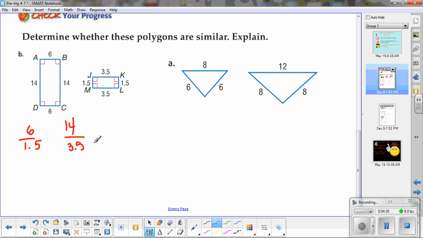Now 6/1.5, that's 6 divided by 1.5, which is 4. And then 14 divided by 3.5, that is also 4, which makes those two ratios equivalent. Since the ratios matching up the corresponding sides are equal, the two figures are similar.